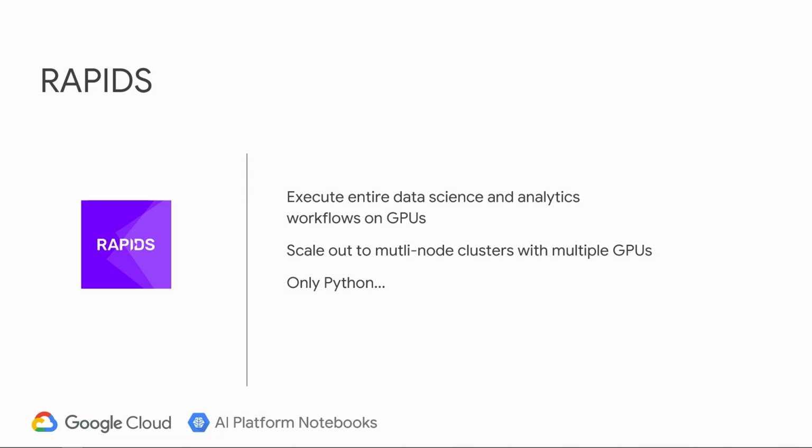Speaking of which, Rapids is a really impressive platform that Nvidia has created. It lets you execute entire data science workloads on your GPUs. Not just that, you can scale out to multi-node clusters where each node has multiple GPUs on it. So you're combining those different techniques that we talked about in the beginning to get absolutely unprecedented levels of computational power at your disposal. Now, the only downside is a lot of Rapids only works in Python, and I know you guys came here for R.